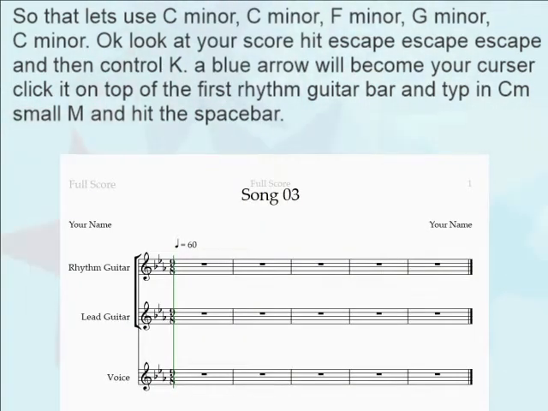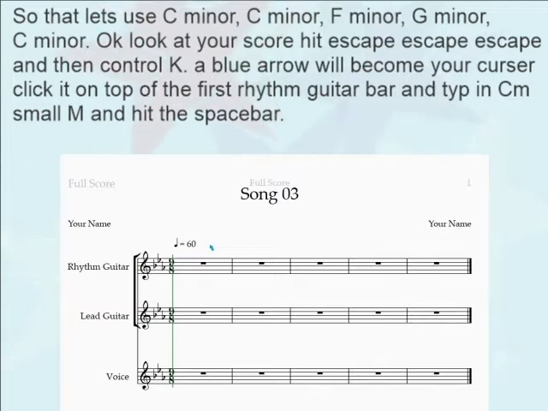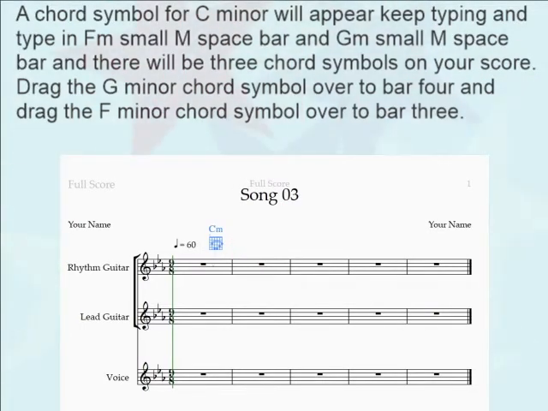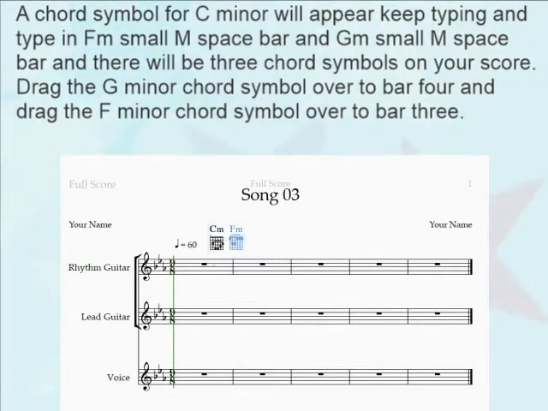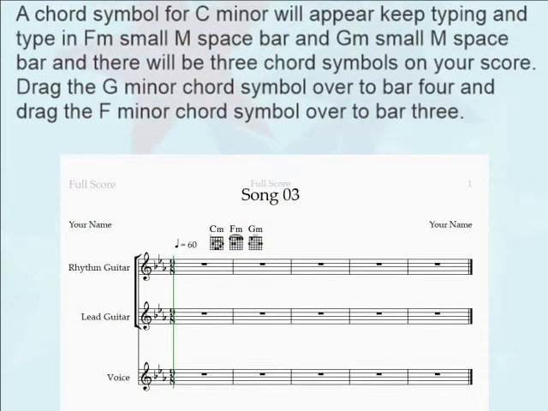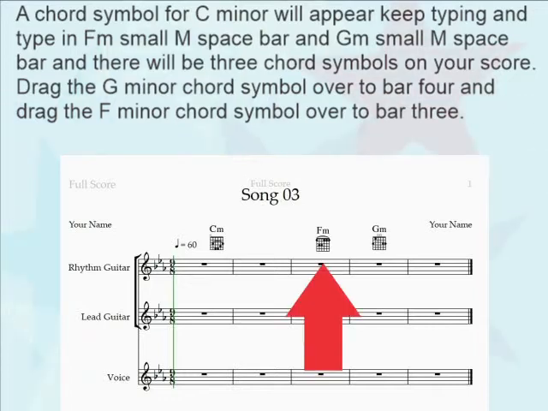Look at your score, hit escape, escape, escape, then Control K. A blue arrow will become your cursor. Click it on top of the first rhythm guitar bar and type in C minor, small m, and hit the space bar. A chord symbol for C minor will appear. Keep typing and type in Fm, small m, space bar, and Gm, small m, space bar, and there will be 3 chord symbols on your score. Drag the G minor chord symbol over to bar 4 and drag the F minor chord symbol over to bar 3.